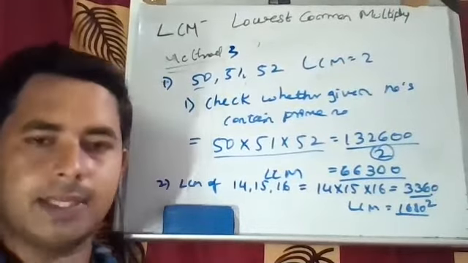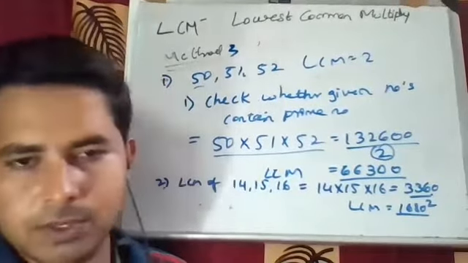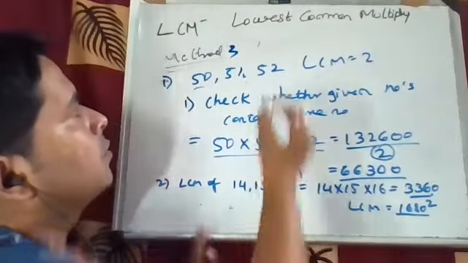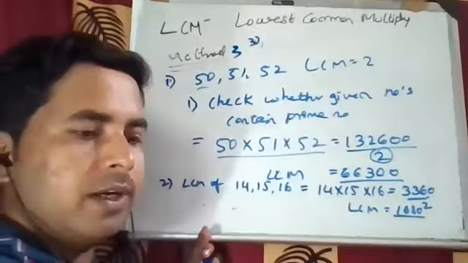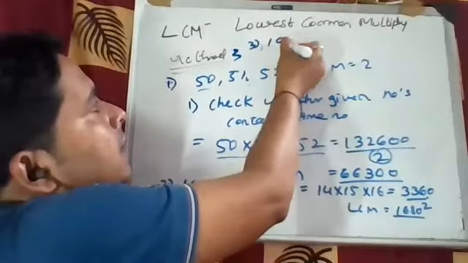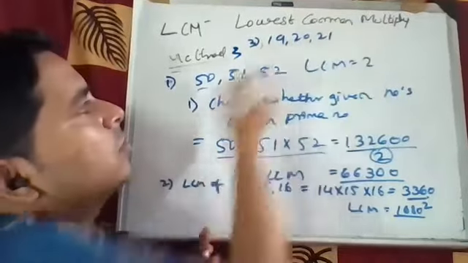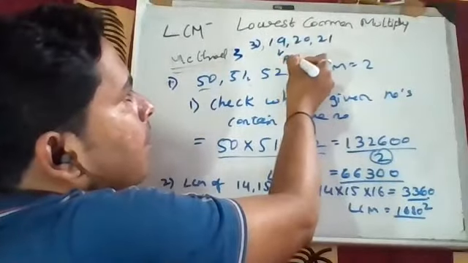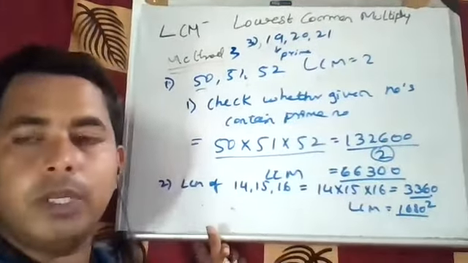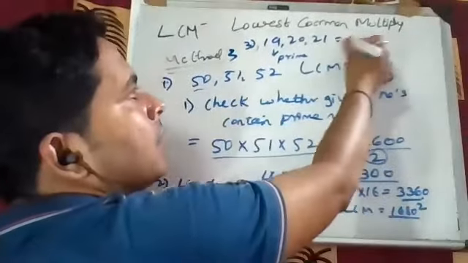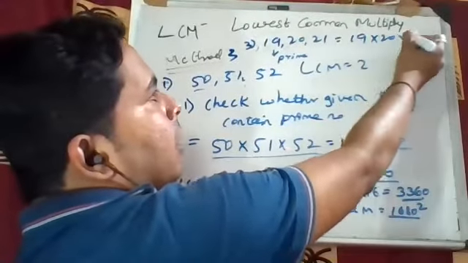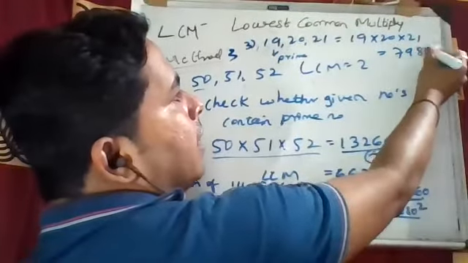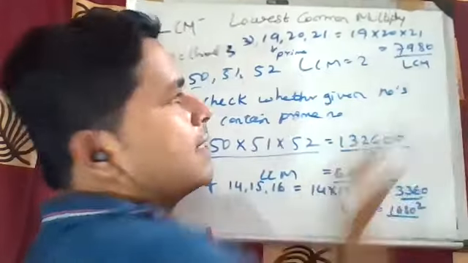1680 is the LCM. Then one more doubt comes. If any one number is a prime in this case, okay, so the third question, if any one number is a prime, देखो 19, 20 and 21. So in this 19 is a prime number. Then what you have to do, don't divide by 2, take the direct number, 19, 20 and 21. So your answer will come 7980. So this is your LCM.